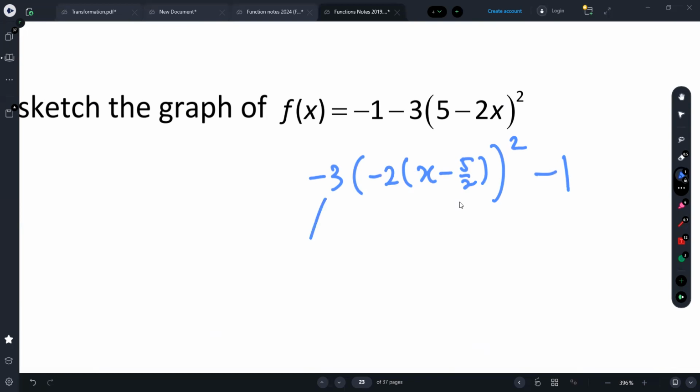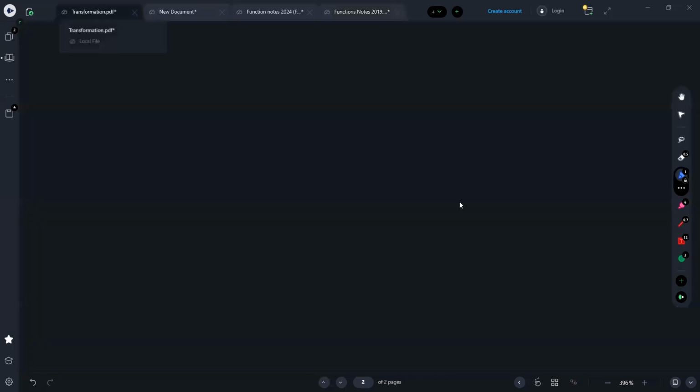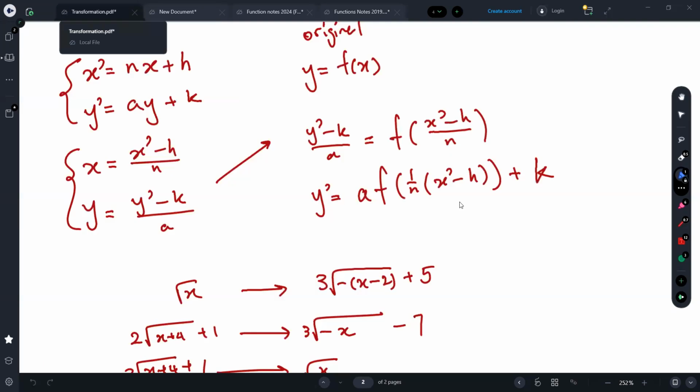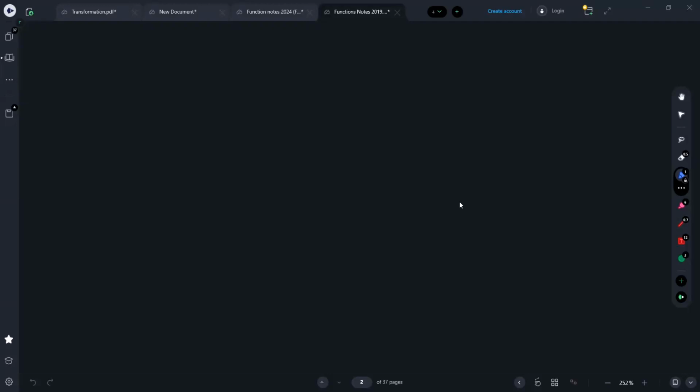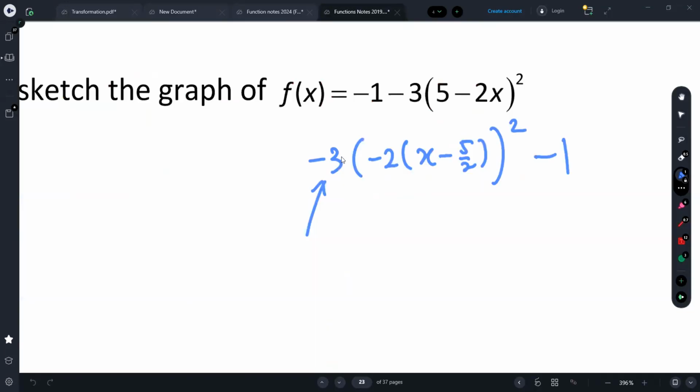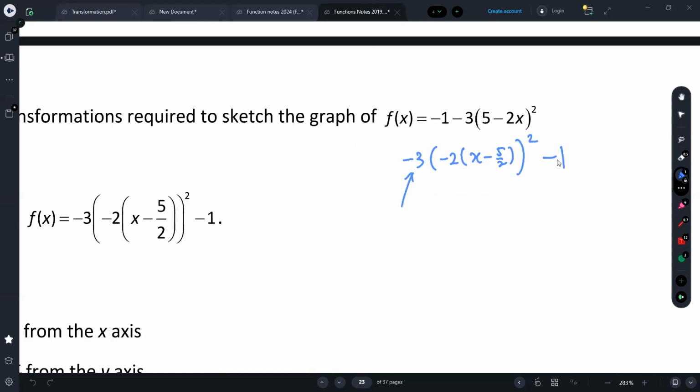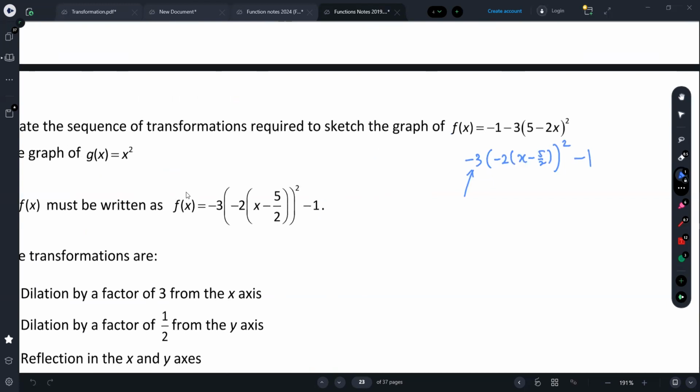But now you can see, right, that's the A that we had earlier. The -2 is the 1/n. That's the H. That's the K. Now everything means something, right? That's what they've done here.